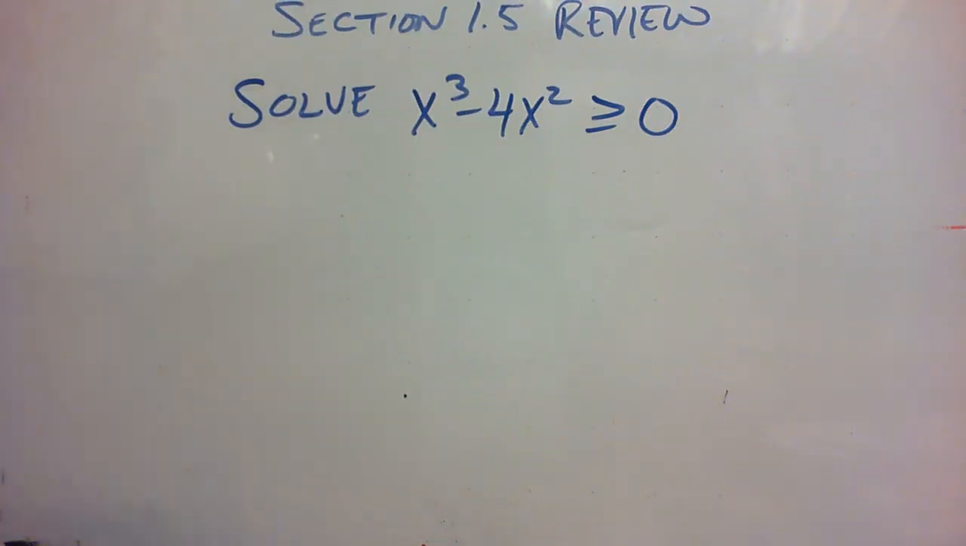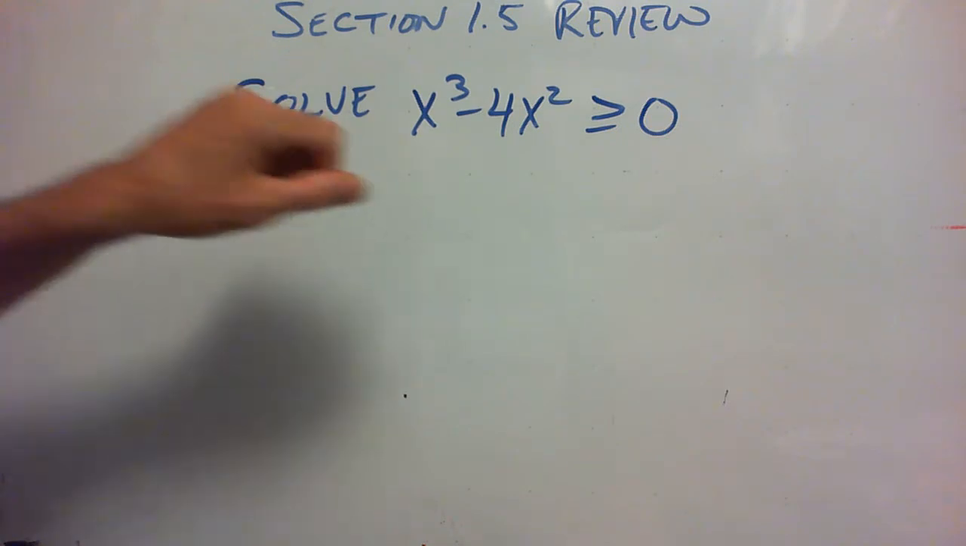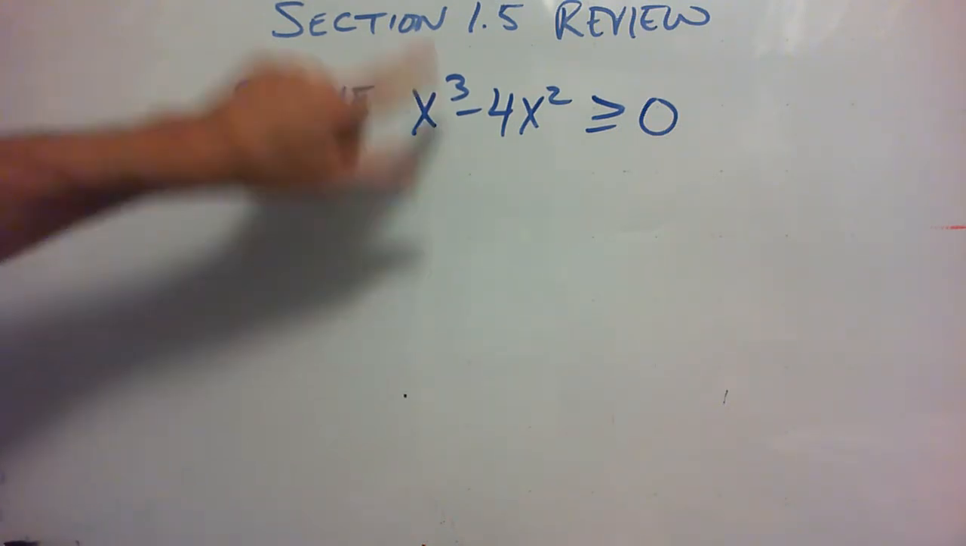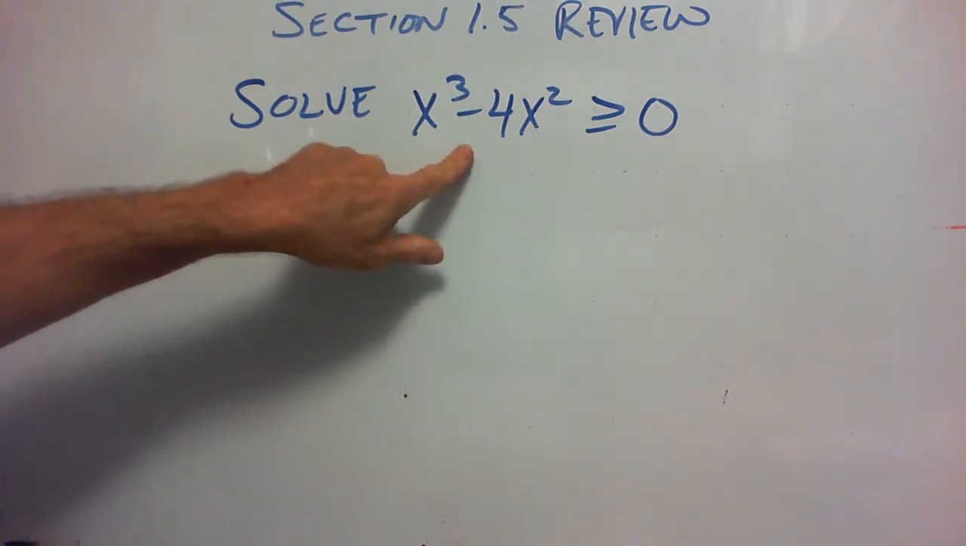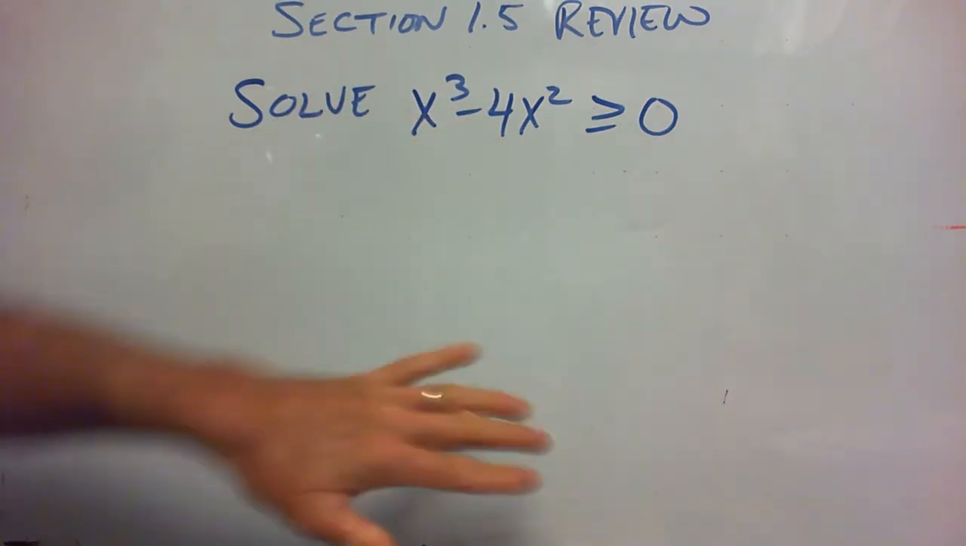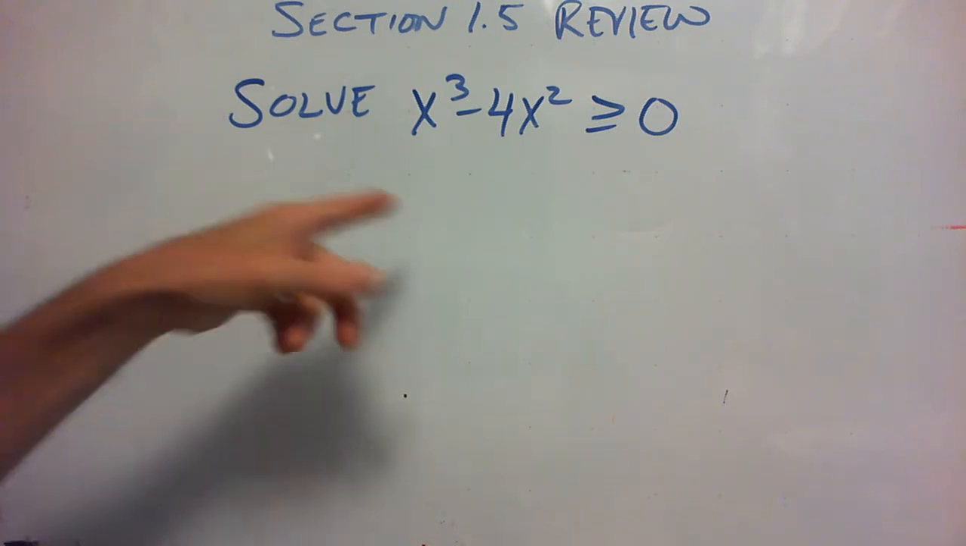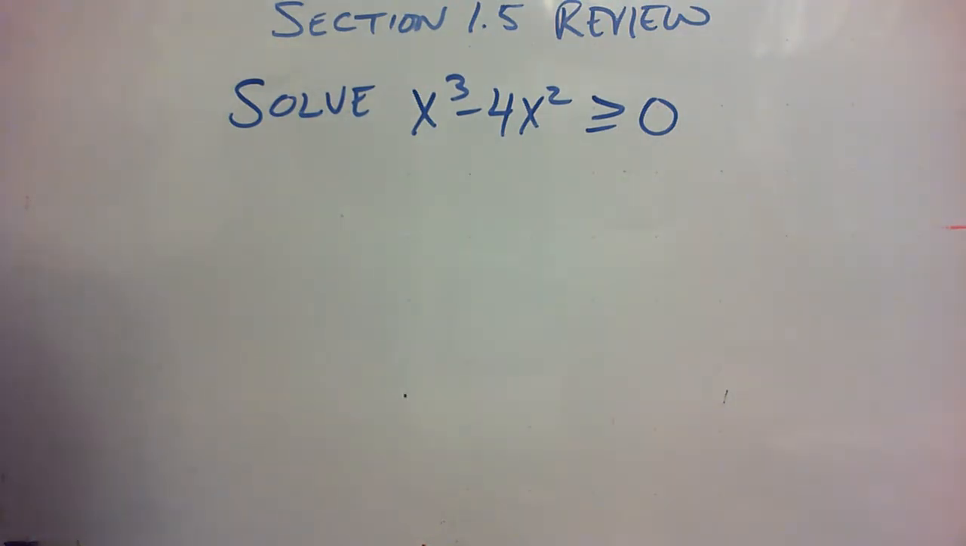Okay, our next problem is a polynomial inequality. This is not solved like a linear inequality. We can't go adding 4x squared to both sides and divide both sides by x squared. You get the wrong answer. What you have to do here is factor it and find the solutions to the related equation. Those are called the critical values.